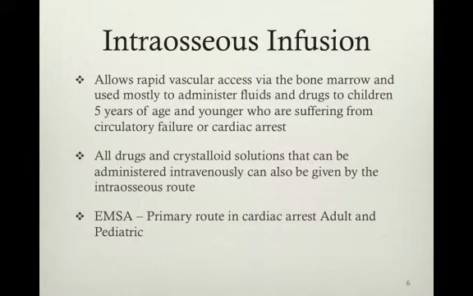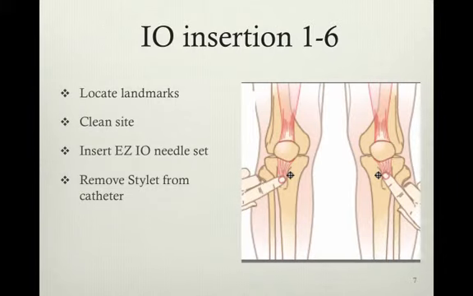So the EZ-IO, and that is a registered trademark brand, gives an easy way to facilitate an IV or an IO into an adult. And that's the method that we're going to be showcasing here. EZ-IO is pretty much industry standard at this point. So IO insertion, this is 1 of 6. Locate the landmarks, which are about 2 fingers down from the tibial tuberosity. Clean the site. Insert the EZ-IO needle set and remove the stylet from the catheter. That's all what you need to do here.